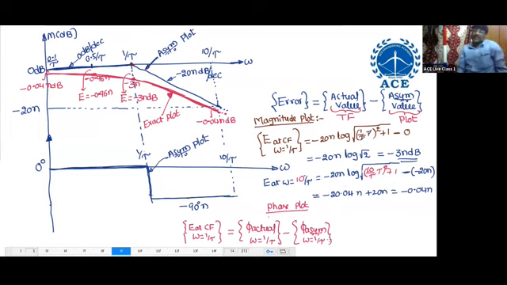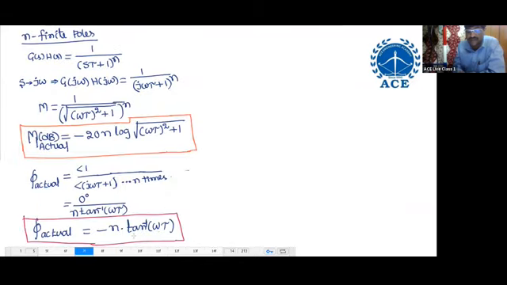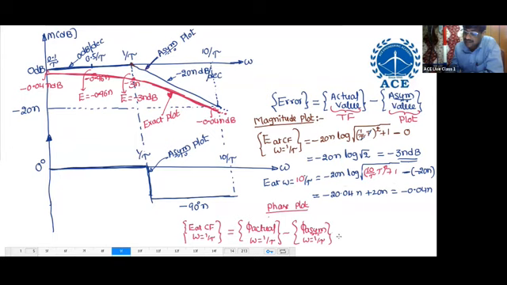So what does phi actual tell us? Phi actual is minus n tan inverse of omega tau. Omega is 1 by tau, so 1 by tau into tau, minus phi asymptotic. At 1 by tau, what is the value?